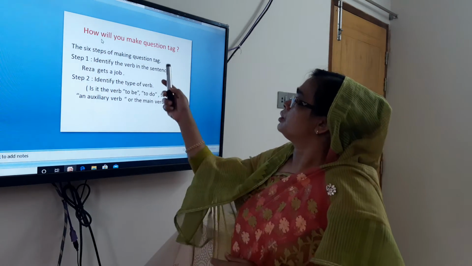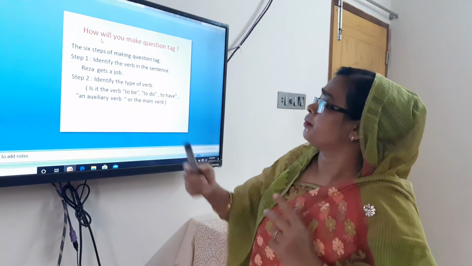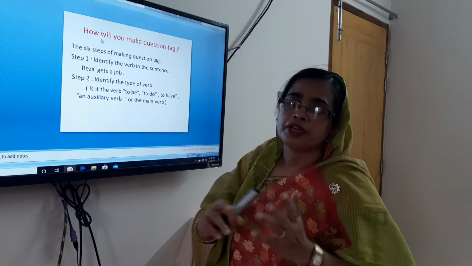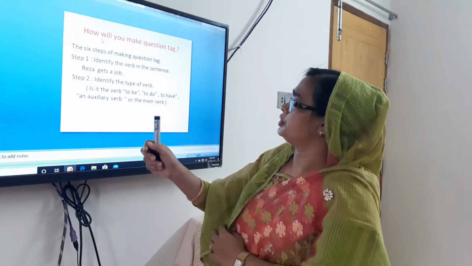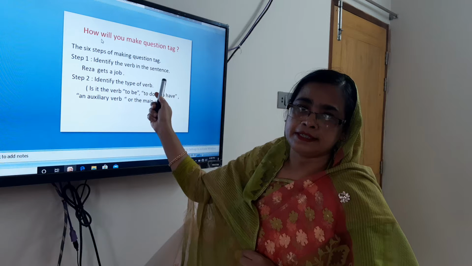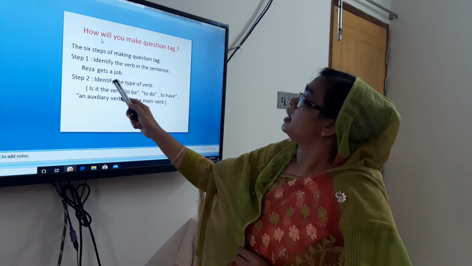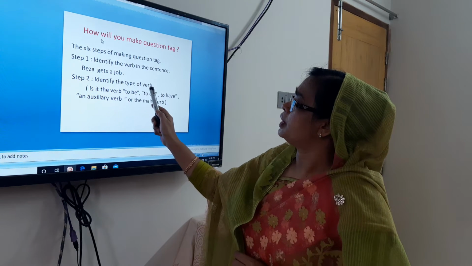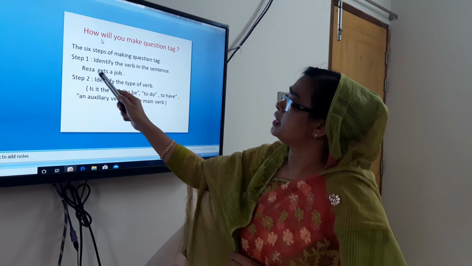How will you make a question tag? Now we learn how we make question tags. The 6 steps of making question tags. There are 6 steps to making question tags. Step 1, identify the verb in the sentence. Reza got a job. Here, I identify the verb got. Here is the verb.